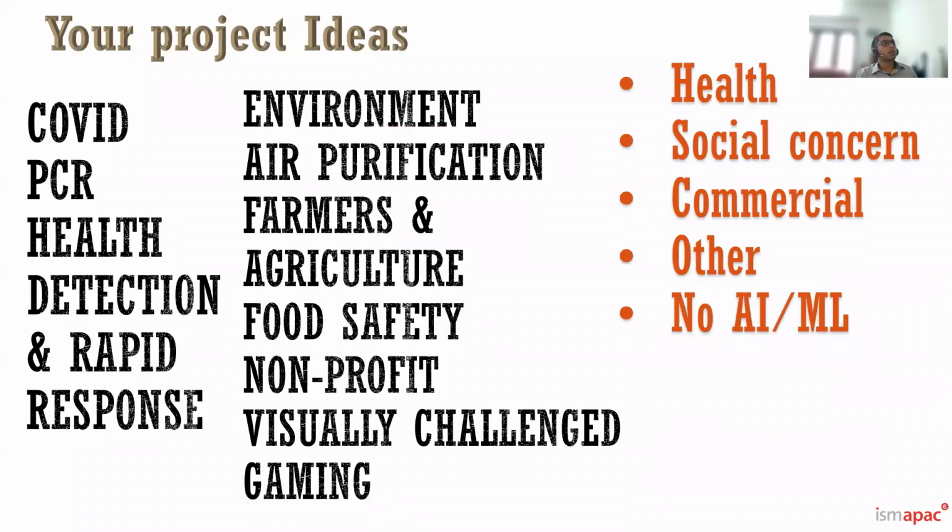Okay, now if you see this presentation, these are tags that I have captured from your hackathon finalist project proposals. So all those tags are a summary of your project proposal. Most of you have talked about COVID, PCR, and health detection, and about the environment, air purification, agriculture, food safety, and some social concerns as well. So everything can be categorized into certain parts that I have put in orange color on the right side. So we'll talk about it more.